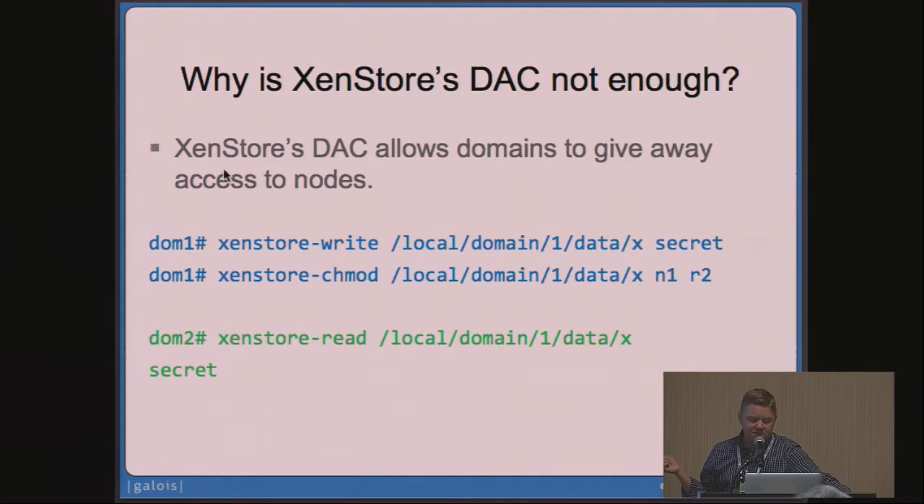Turns out it's very easy to use XenStore's access control to communicate information from one domain to another. So here we see DOM1 can write presumably secret data to a node that it has full control over, and then give access to that node away to DOM2. And it's very simple for DOM2 to read that back out with XenStore read.